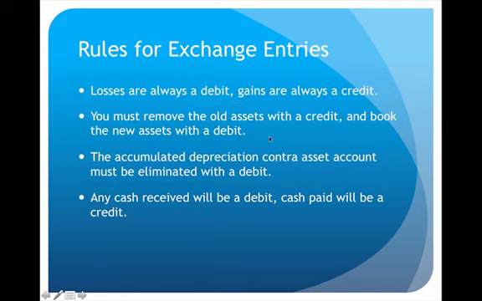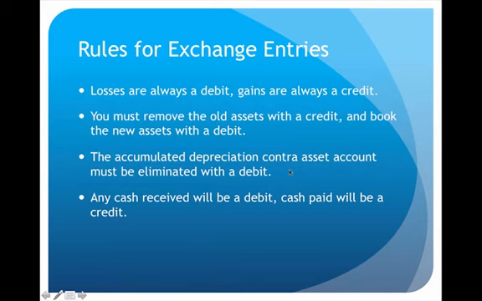The other rule is we always have to remove the old asset with a credit and record the new asset with a debit. That's another pattern that you always see. Then another rule, we always have to eliminate the accumulated depreciation, because remember, accumulated depreciation is a contra asset. Well, if I no longer have the asset itself, I've got to remove the contra asset. So that's done with a debit.